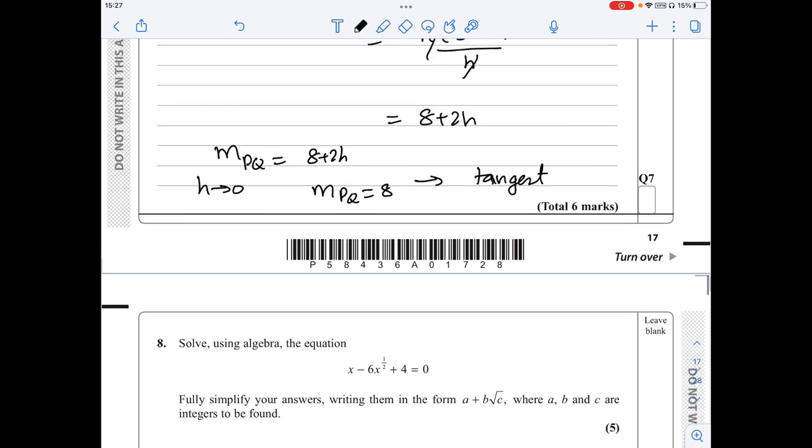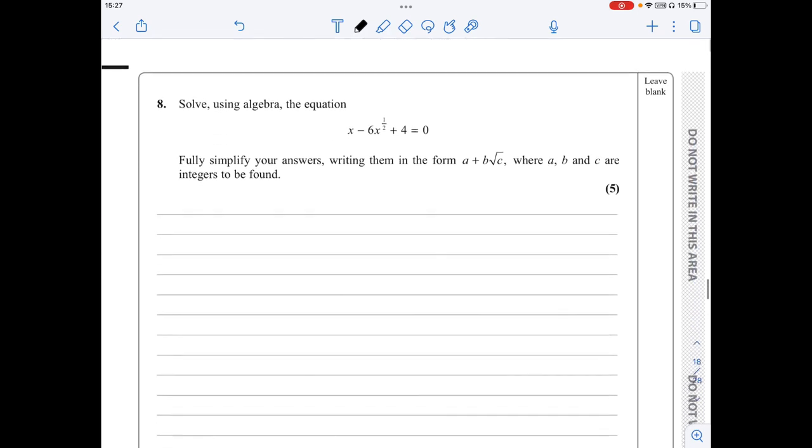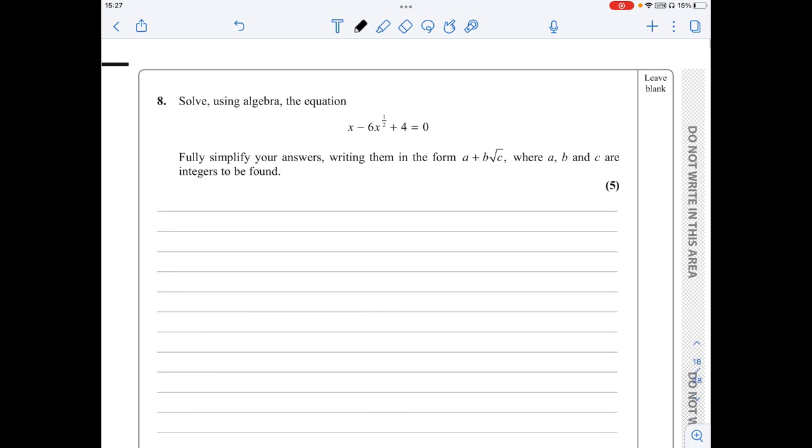It is the gradient of the tangent. Question number 8. Use algebra to solve this equation. So x can be written as (x^(1/2))^2 - 6 times x^(1/2) + 4 = 0. So let x^(1/2) = y. So it becomes y^2 - 6y + 4 = 0.